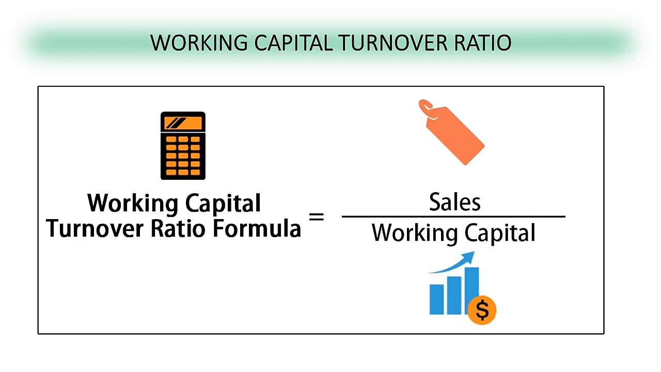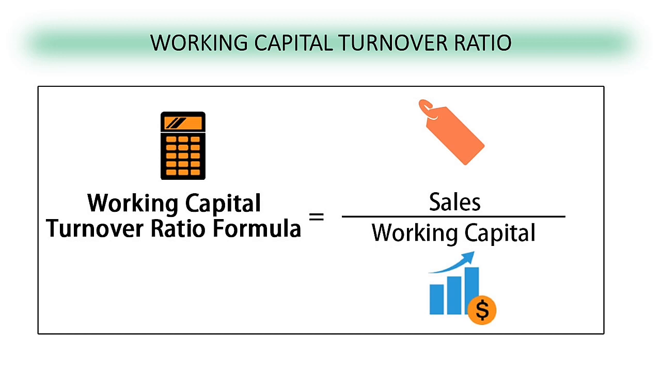Let's move now to working capital turnover ratio. Working capital turnover ratio helps in determining how efficiently the company is using its working capital. So we have current assets minus current liabilities when we get the working capital. And it is calculated by dividing the net sales of the company during the period with the average working capital during the same period.